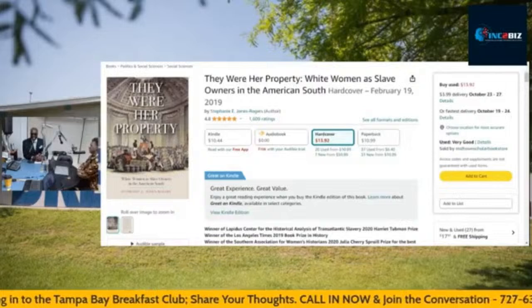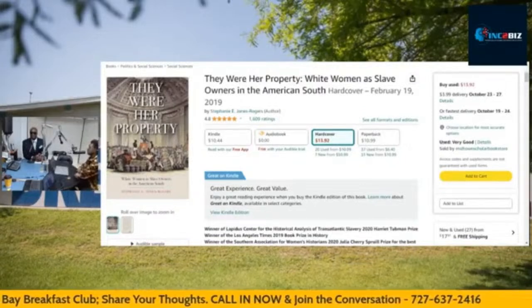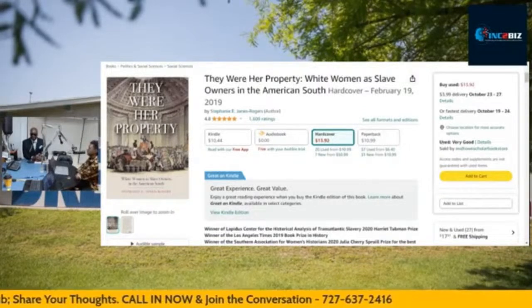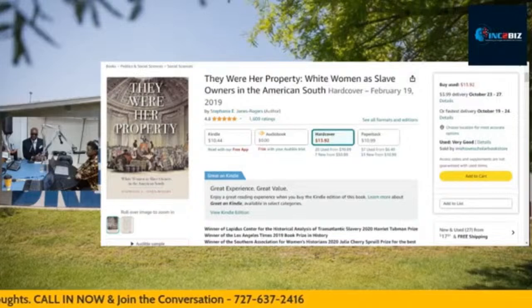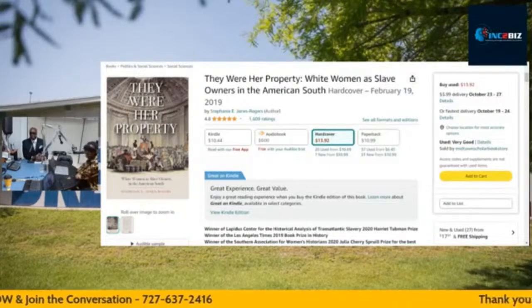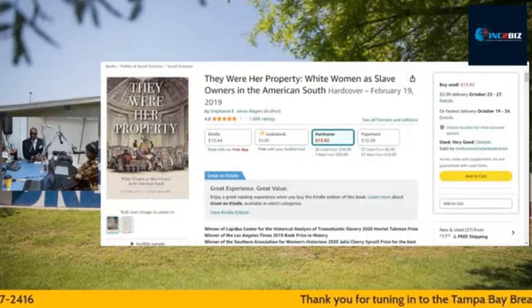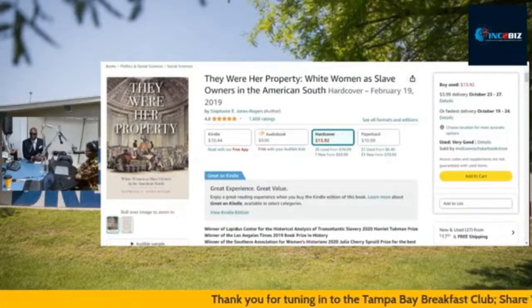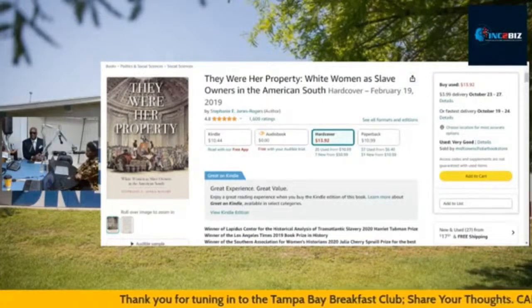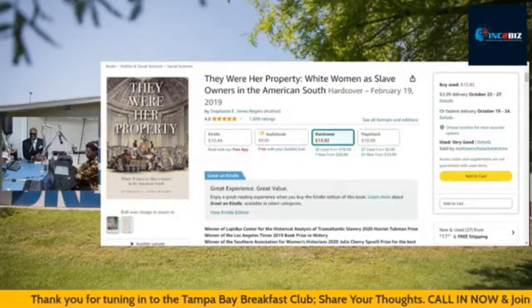The thing that hasn't been looked at is the ownership of African people in the system of forced labor and African human trafficking economy that we call slavery by white women. For some reason, white women have been erased from the historical record as slave owners and as slave masters.